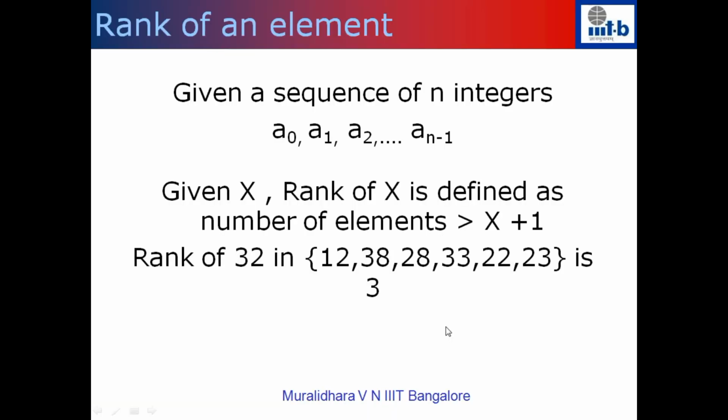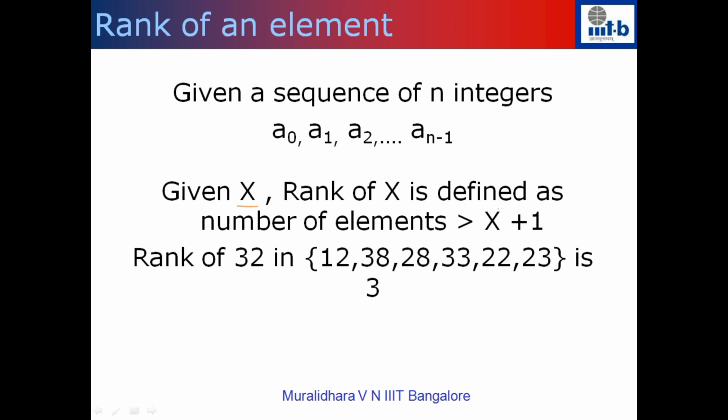So given a collection of integers, let's say that you are given a sequence of n integers a0, a1, up to a of n minus 1, and given an x, this x may or may not be there in the collection, then the rank of x is defined as the number of elements which are strictly greater than x, plus 1. I repeat, the rank of a number is defined as 1 plus the number of elements in the given set which are greater than x.